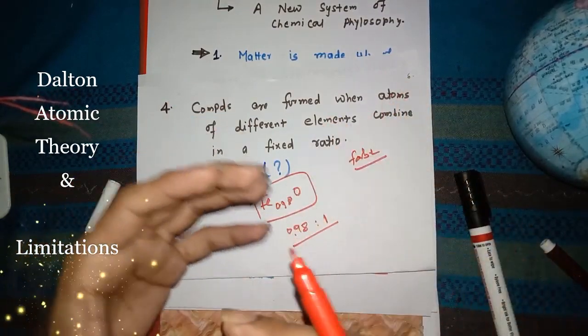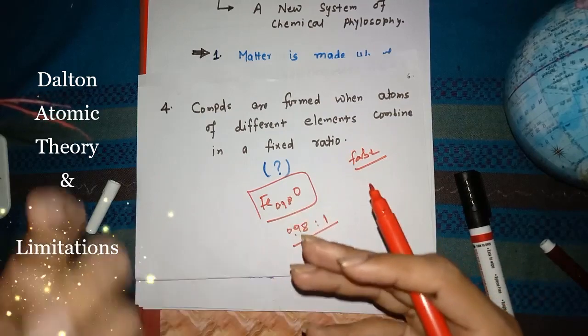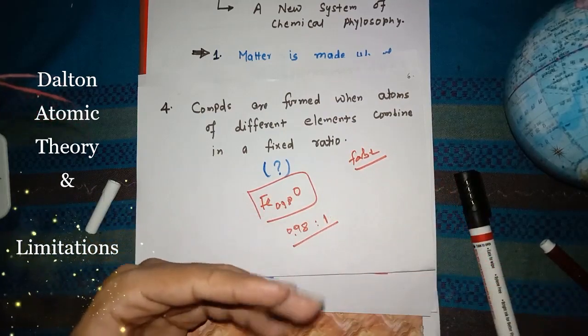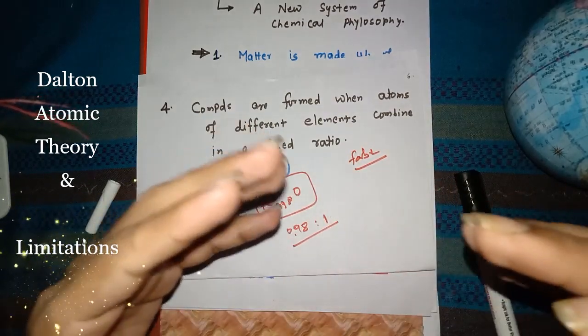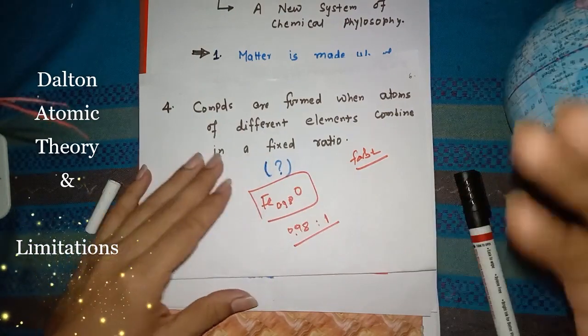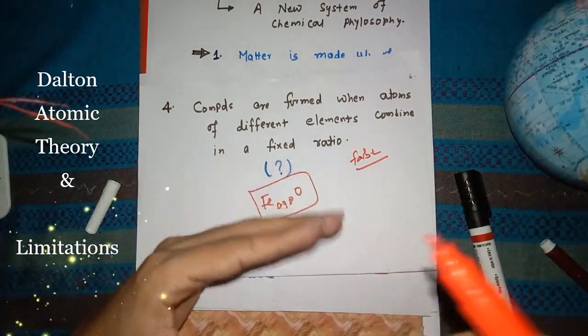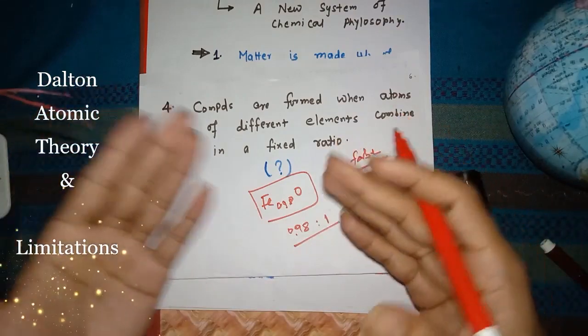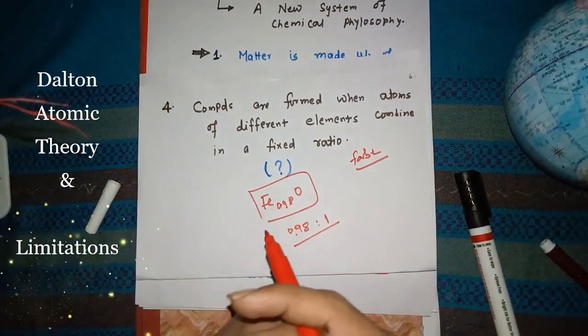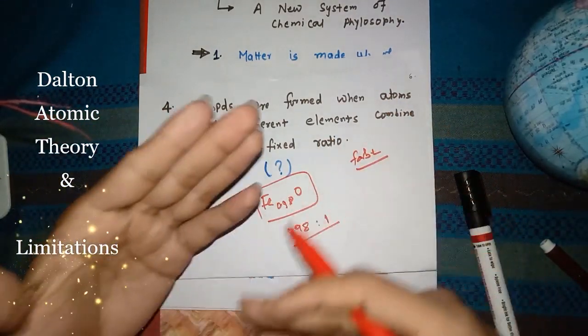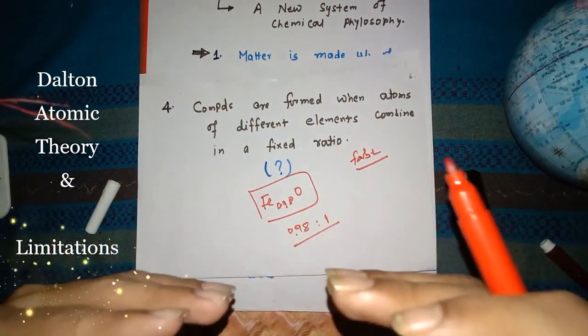So Dalton took all the discoveries before that or during his lifetime and proposed a new system of philosophy, in which he proposed four main hypotheses, which I have written here.